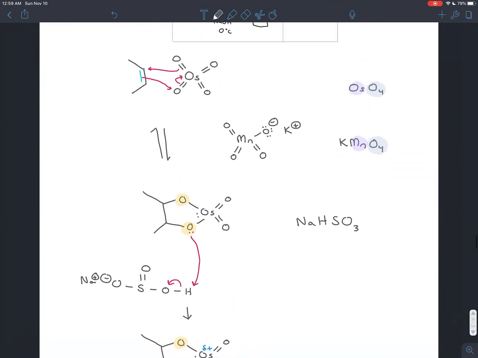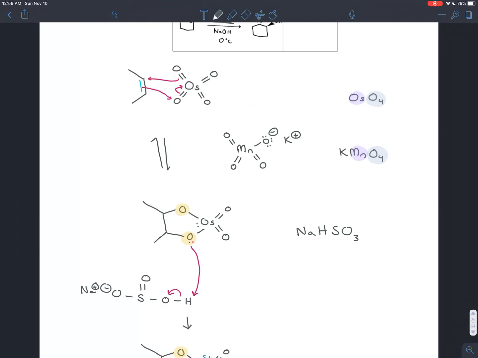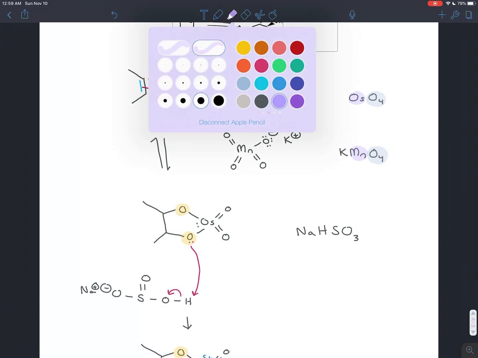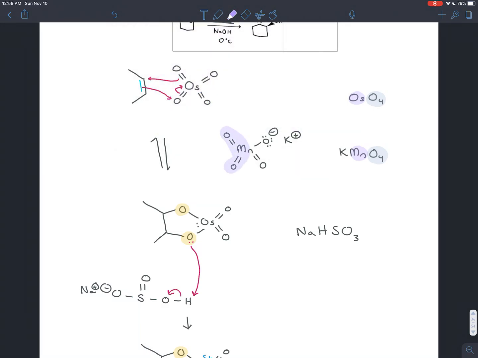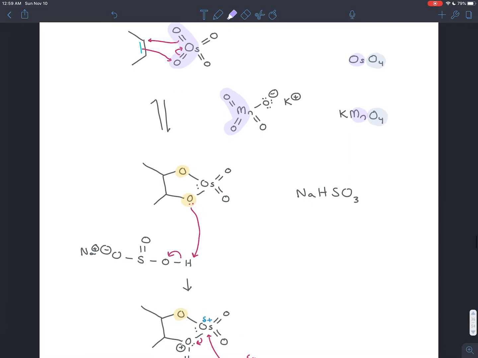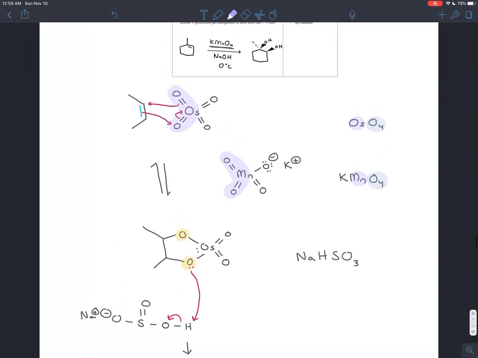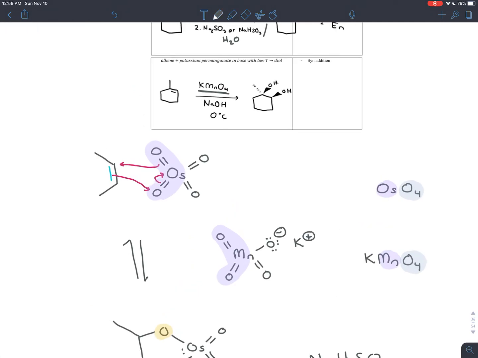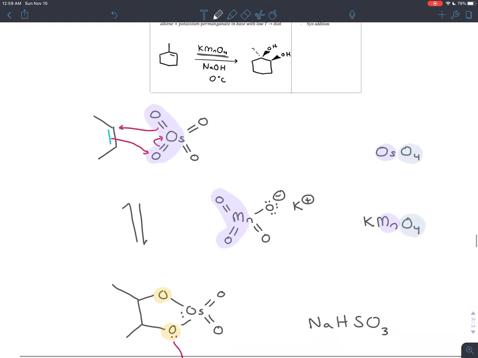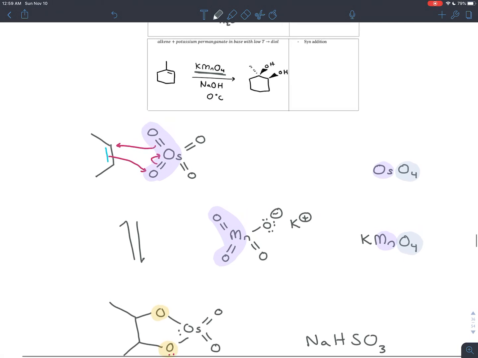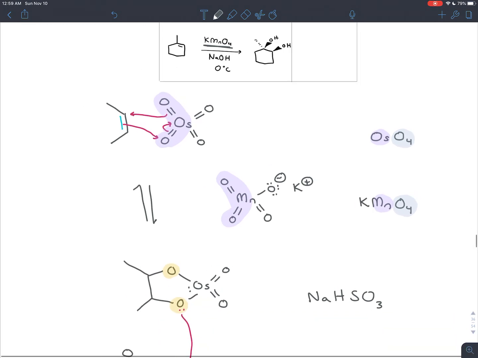You could see how you could go through that same exact mechanism with potassium permanganate. The features are the same. This feature here is the same as this feature here. You just have manganese instead of osmium. And so you could go through a similar reaction. The sodium hydroxide here and the cold temperature are helping to prevent other reactions from happening. Potassium permanganate is very reactive, and so you have to prevent side reactions from happening. That's what the cold temperature and the base are there for.